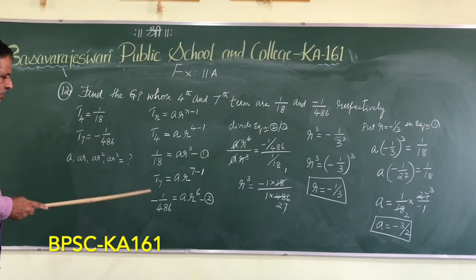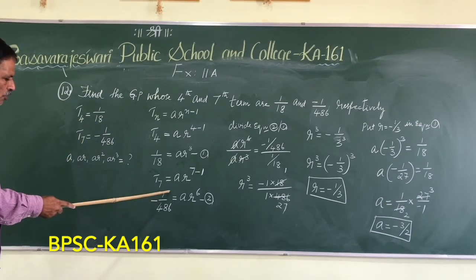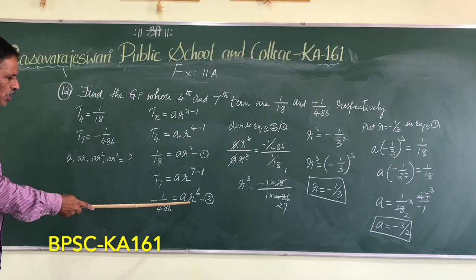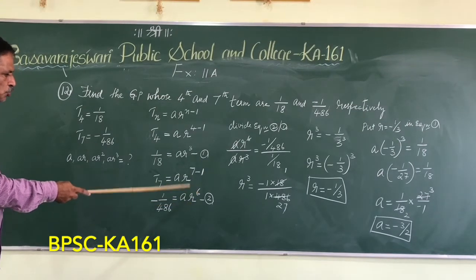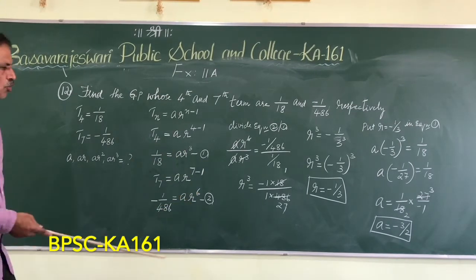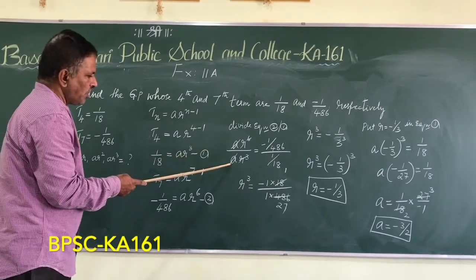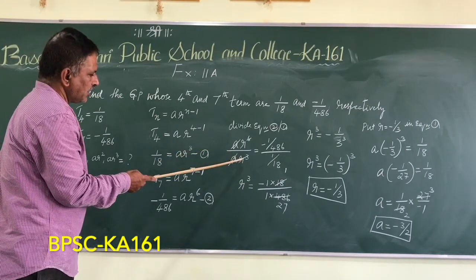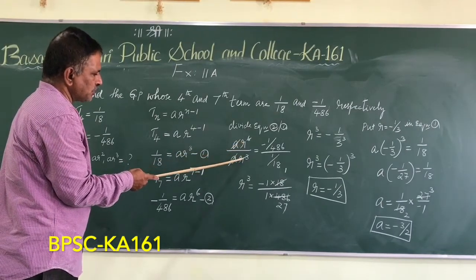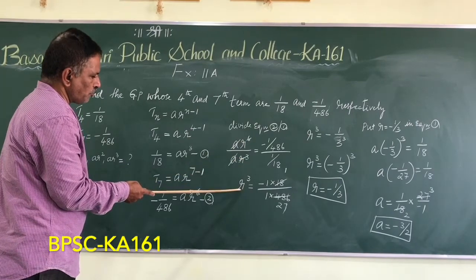Similarly for the T7, I will get minus 1 divided by 486 is equal to A R to the power of 6. As usual, divide equation 1 by 2, or 2 by 1. I have taken 2 by 1. A and A will get cancelled. Here if I take R to the power of 6 divided by R to the power of 3, I will get R to the power of 3.